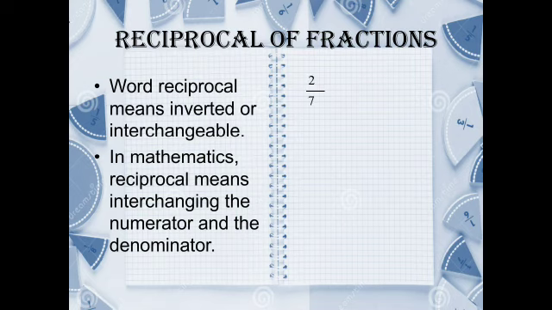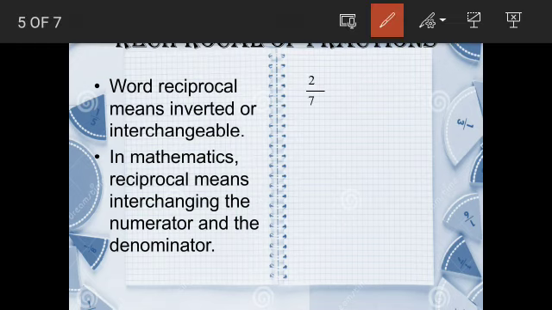The first question is 2 upon 7. The reciprocal of this number will be, we will be interchanging the numerator and the denominator. Earlier the denominator was 7. Now we will make 7 as the numerator and 2 as the denominator. So this is the reciprocal.